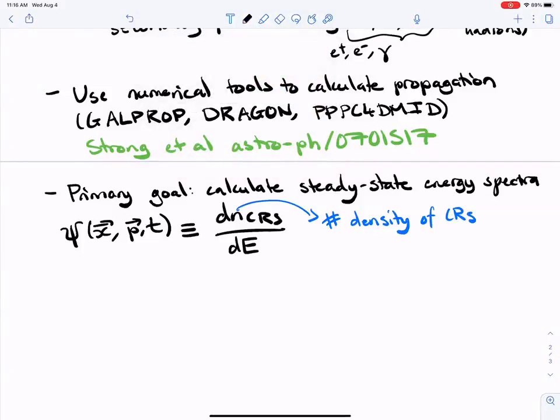Is this in a co-moving volume, or are we just dealing with the galaxy? Good, that's a good question. I'm going to ignore cosmological expansion effects for the purpose of this part of the lecture. But you could put in redshifting as well.